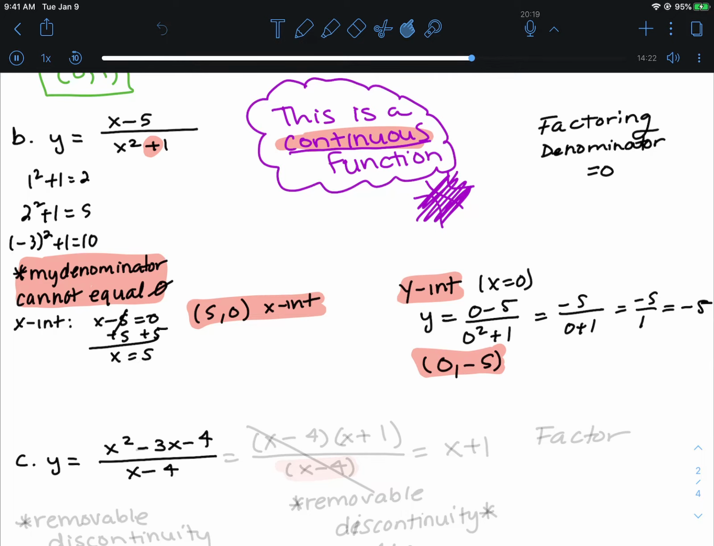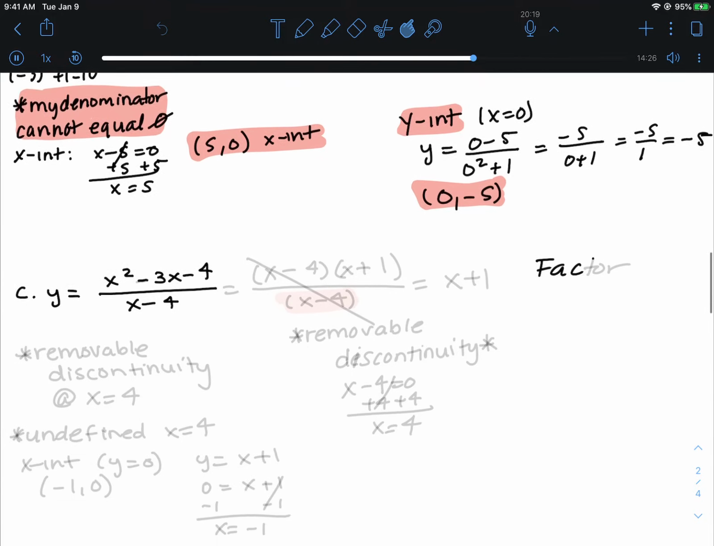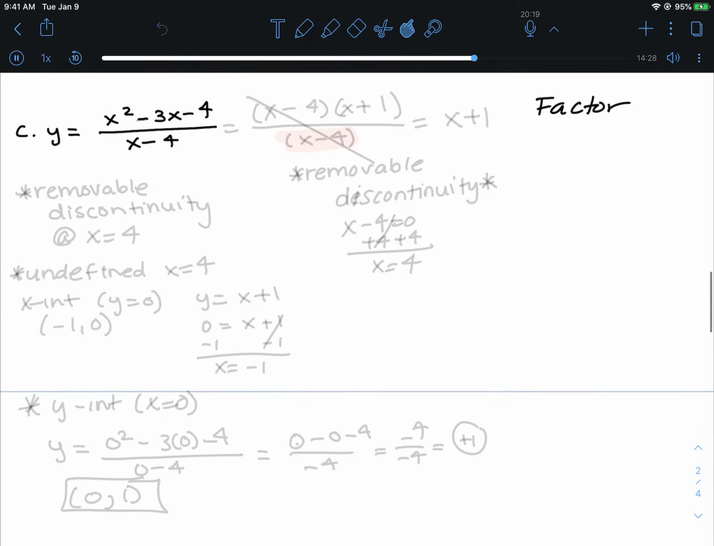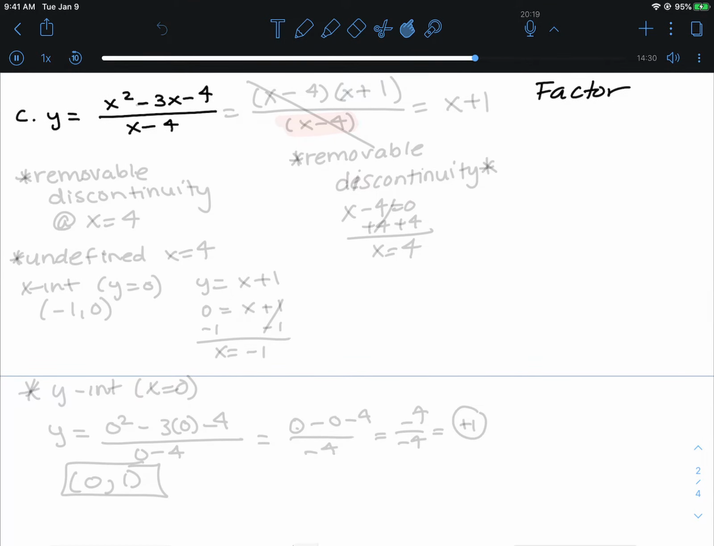Moving on to the third one. Now let's work on the third example. First thing is going to be to factor. The numerator I need to factor, the denominator not so much, because x minus 4 is already factored. So let's go ahead and factor the numerator.